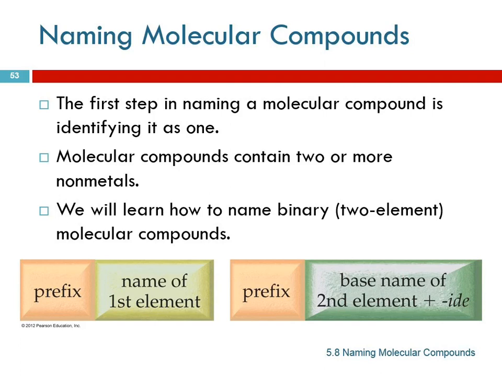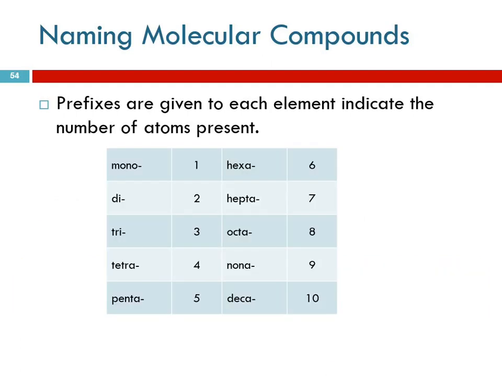I can't exactly tell you why they did that. These are the prefixes. These numerical prefixes are used in a lot of different situations. Many of them you'll recognize. Mono is 1, di is 2, tri is 3. Think triangle, 3 sides. Tetra is 4.